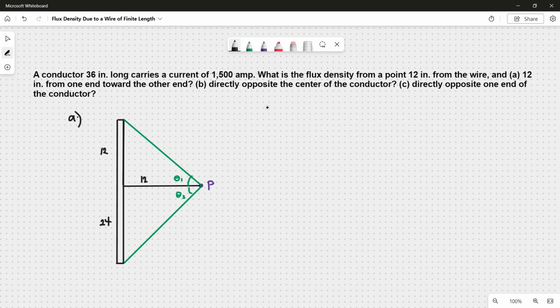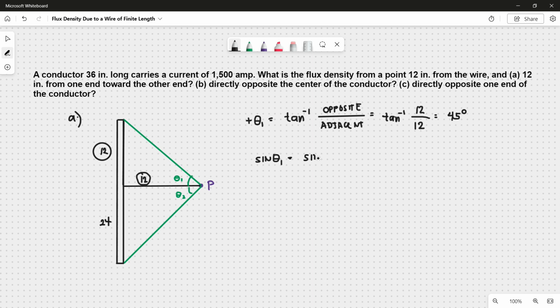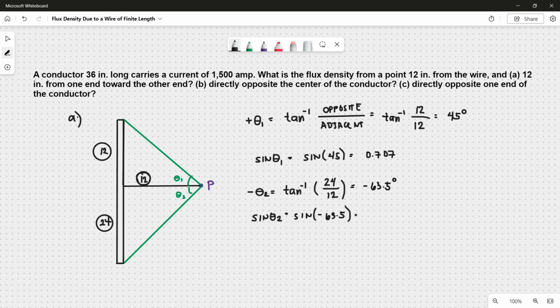For theta 1, since we are looking for the angle, we are going to use the inverse tangent of opposite over the adjacent sides. So we have inverse tangent of 12 over 12, which is equal to 45 degrees. Substitute to the formula, sine theta 1 is 0.707. Now for negative theta 2, same formula, inverse tangent of 24 over 12, and this is equal to negative 63.5. Therefore, sine theta 2 is equal to negative 0.895.